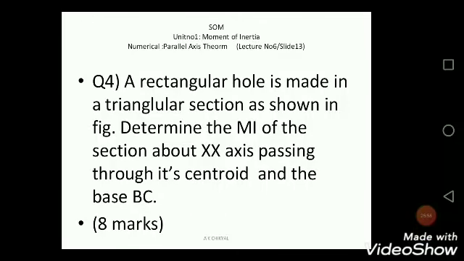Now this problem is for your assignment, for your self-study, for your homework. So you have to solve this numerical. Question number 4. A rectangle hole is made in a triangle section as shown in figure. Determine the moment of inertia of the section about x axis passing through its centroid and the base BC. In exam it has been asked for 8 marks. The diagram is directly given.